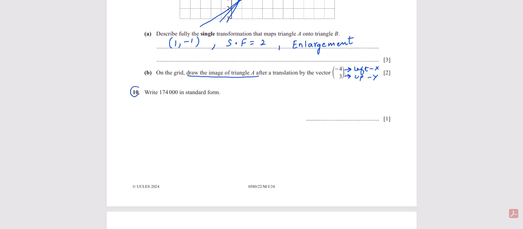Question number 10. Write 174000 in standard form. So the decimal point is here at the end. So move this point 1, 2, 3, 4 and 5 places. So 1.74 raised to the power plus 5. So the final answer is 1.74 multiplied by 10 raised to the power plus 5.